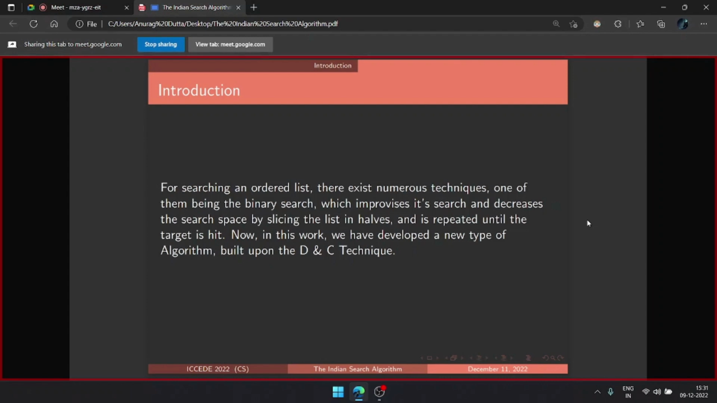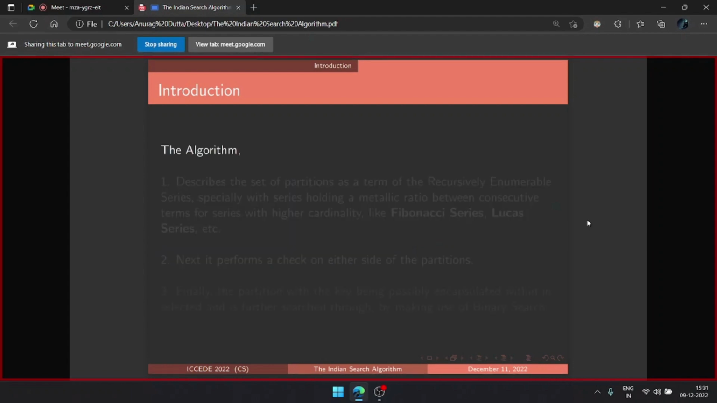One major aspect behind this paper is that this algorithm is going to be our own indigenous algorithm from India. There has been little contribution in this field of searching algorithms from India, so I think this contribution would be great.